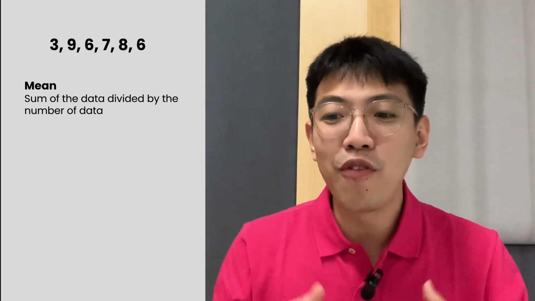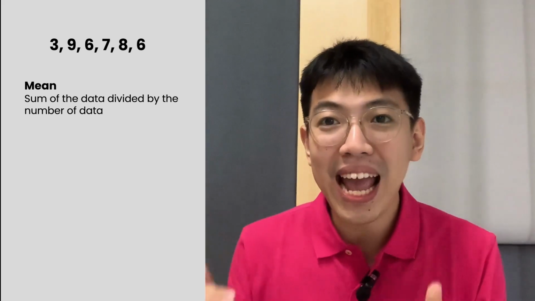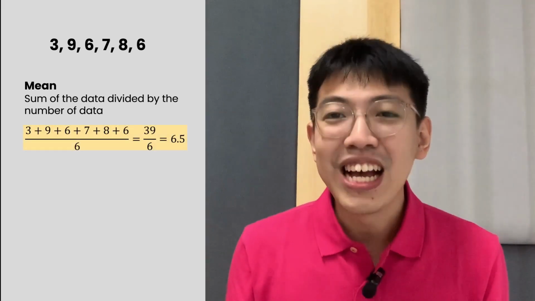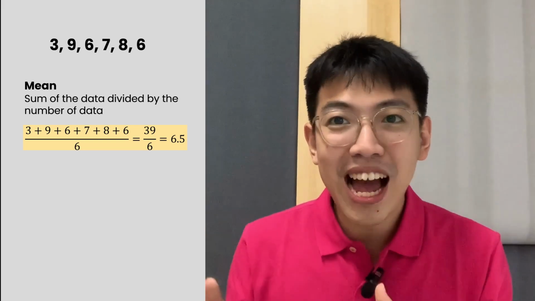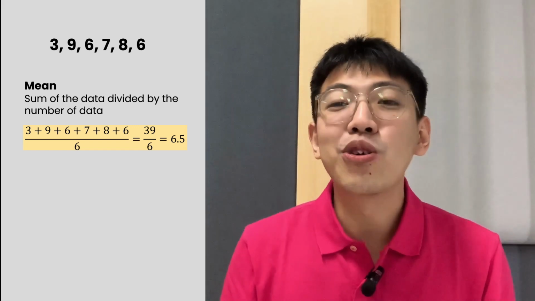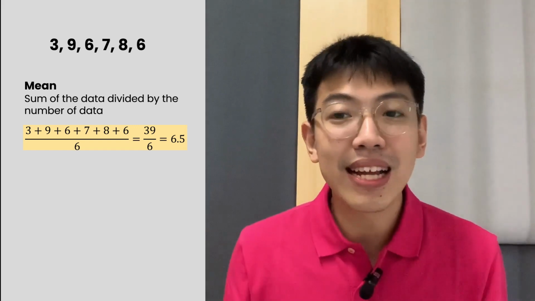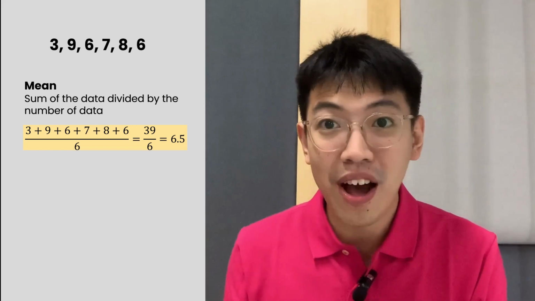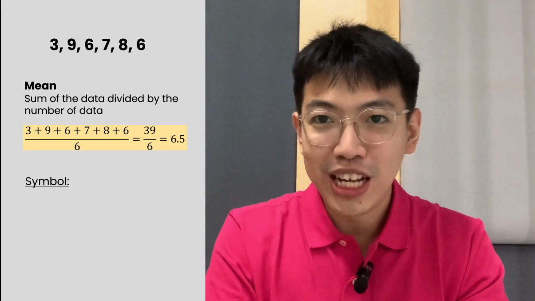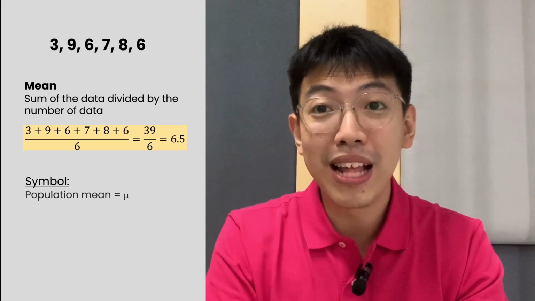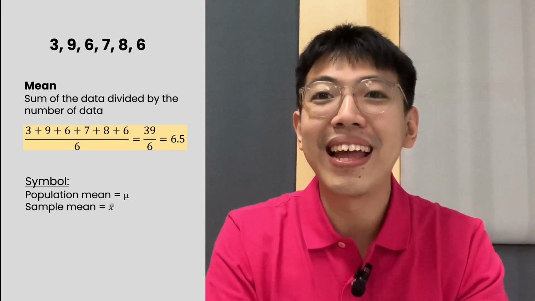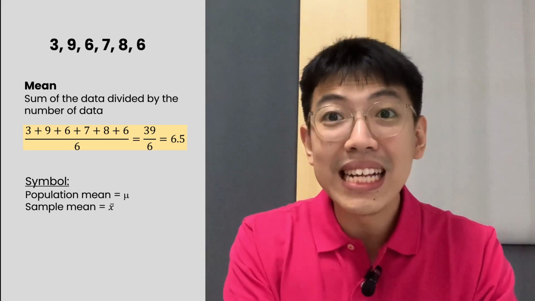So we find the sum of 3, 9, 6, 7, 8, 6 divided by the number of the data, which is 6. So the total will be 39 divided by 6. It equals 6.5. So the average or the mean of the dataset is 6.5. By the way guys, I would like to inform you about the symbol. If the data is a population, the population mean is symbolized with mu, while the sample mean is symbolized with x bar.